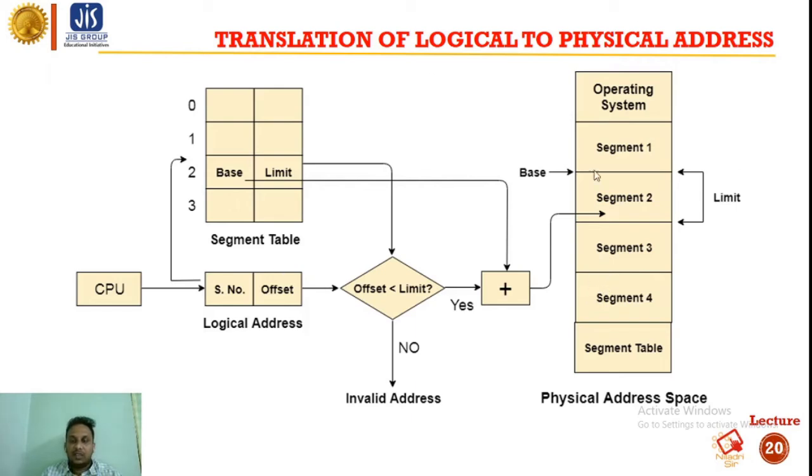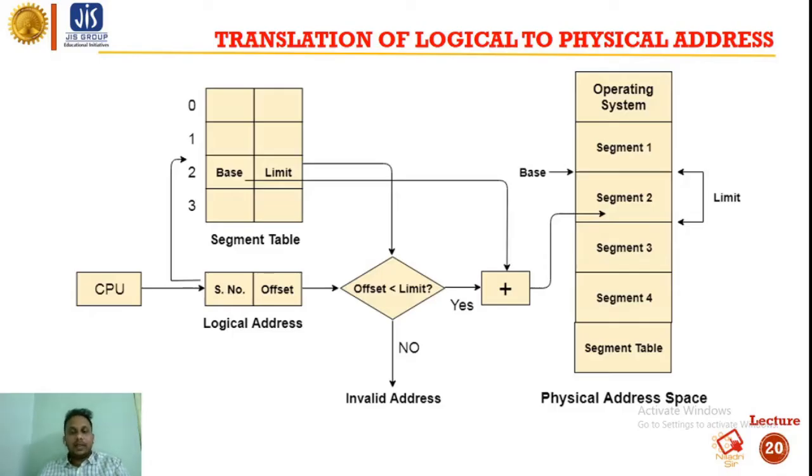So this is the physical address space, this is the segment table, and this is the logical address space. This is how a logical address has been translated into the physical address space. If the offset is less than the limit, it is converted to the physical address space.